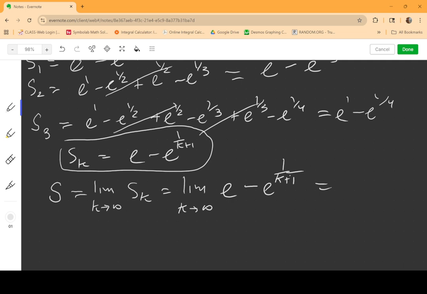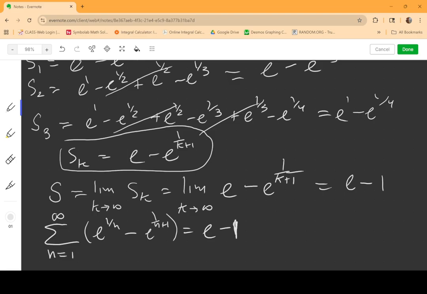But be careful, that's in the exponent. So the exponent is tending to 0, so e to the 0 is going to be 1. So we're left with a finite value, which means that, putting this together, we've established that this telescoping series is equal to e minus 1. And again, a finite value. So what does that tell me? That this is a convergent series.